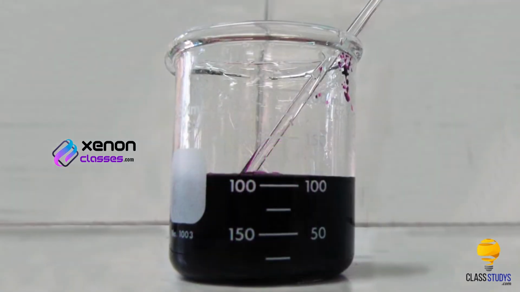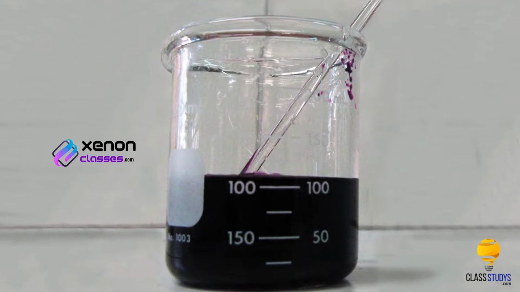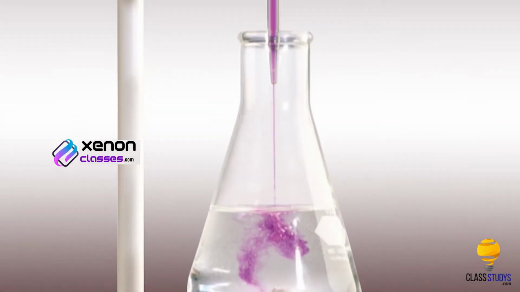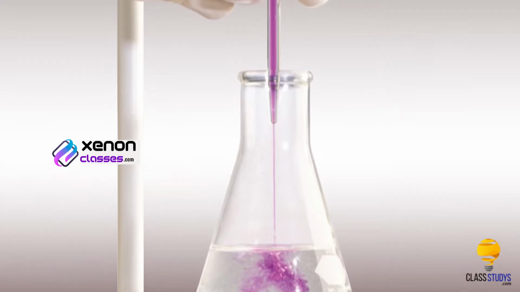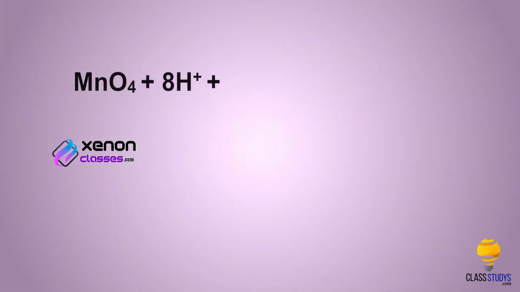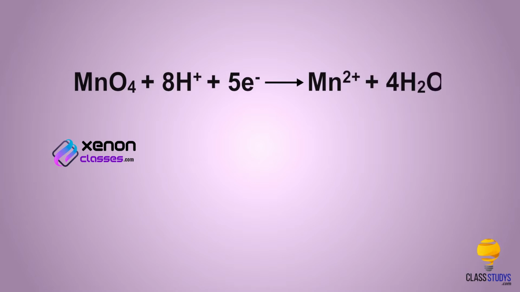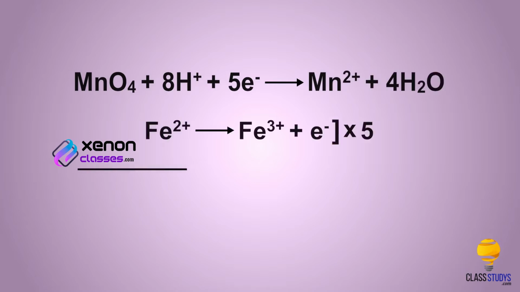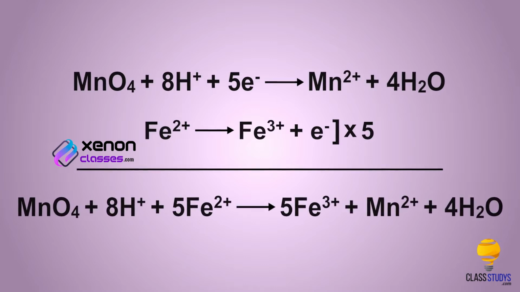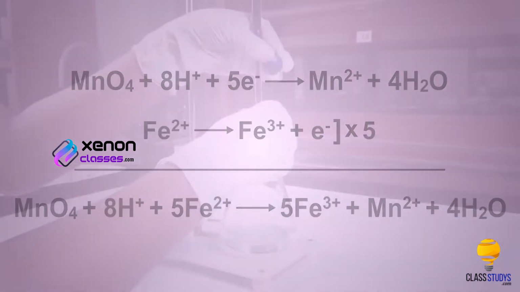In this titration, potassium permanganate solution of unknown concentration is titrated against a standard solution of ferrous ammonium sulphate, also known as Mohr salt. The reaction that takes place during the titration is a redox reaction in which permanganate ion of potassium permanganate is reduced to Mn2+ ion in the presence of acid, and ferrous ion of Mohr salt is oxidized to ferric ion.